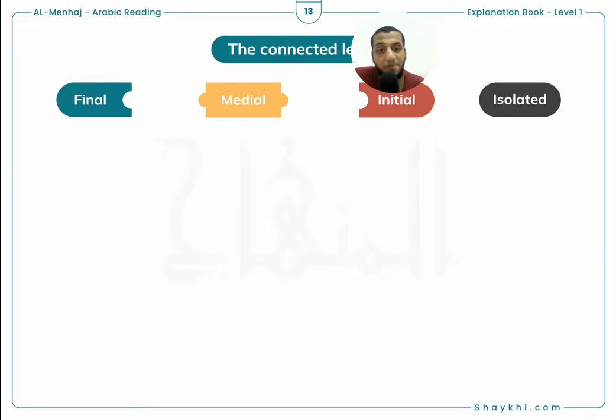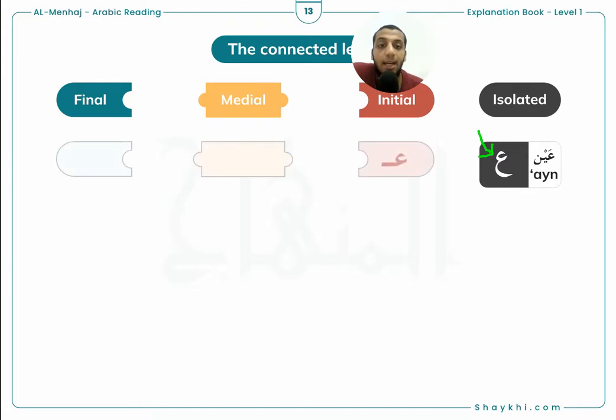So let's discover them. This is the letter we know, letter Ayn. So let's see how it will look in the initial form. So this is Ayn in the initial form. So let's try to explain its idea. You see here, this is a small semicircle.